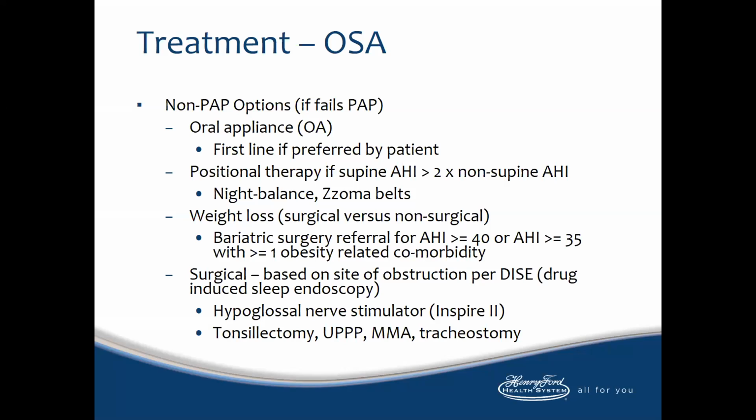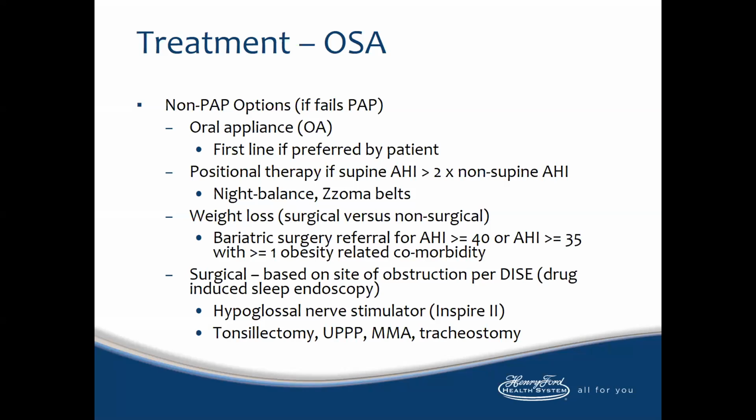Because as we saw in the beginning, every 10% weight increase, there's a 6-fold increase of OSA. So patients can have bariatric surgery referrals if their AHI is over 40, or if it's over 35 with obesity-related comorbidity. So that can be an option as well.